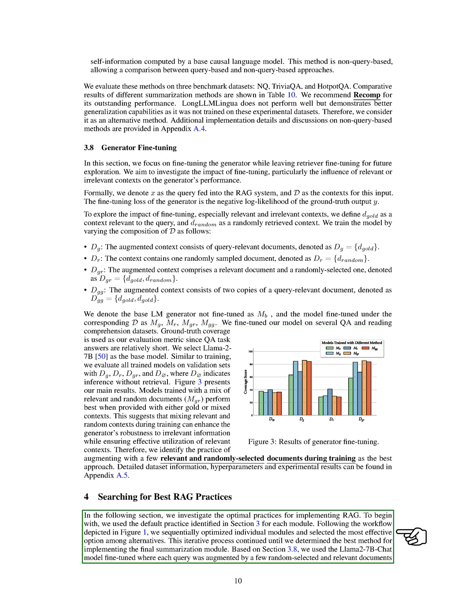In the next section, we explore the best practices for implementing RAG. We started with the default practices for each module and iteratively optimized individual modules until we found the most effective options. We fine-tuned the Llama 2 7B chat model with a mix of randomly selected and relevant documents for each query as the generator.